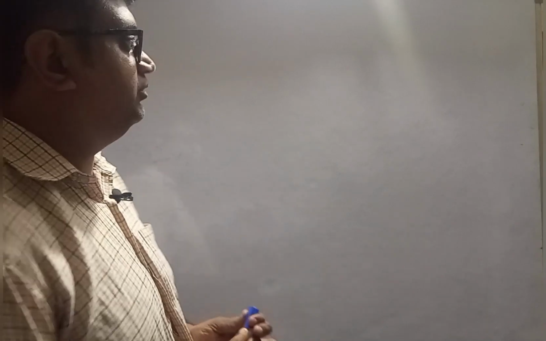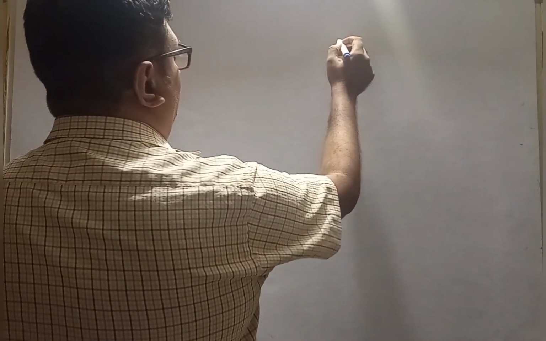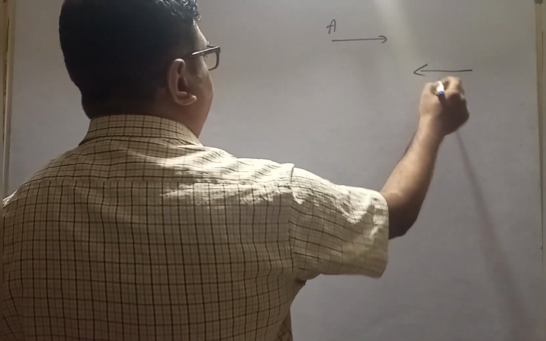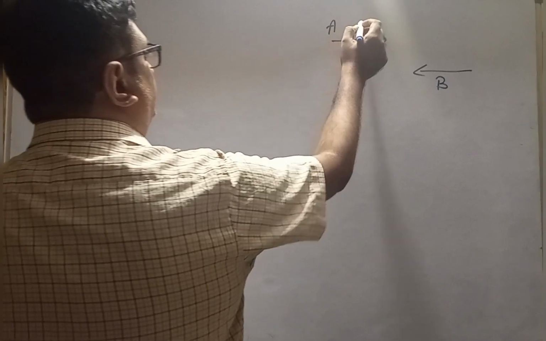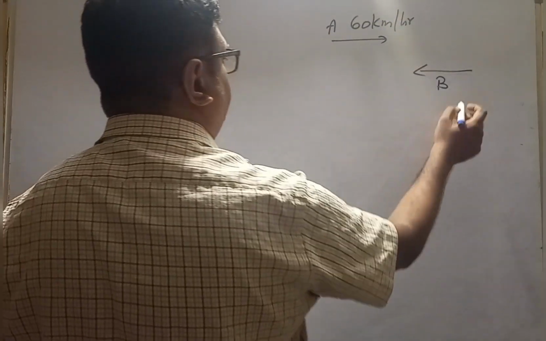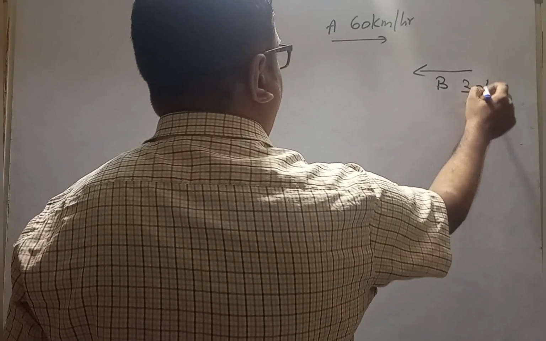Suppose there are two people, A and B. They are coming in opposite directions. A is going with 60 km/h speed and B is going with 30 km/h speed.